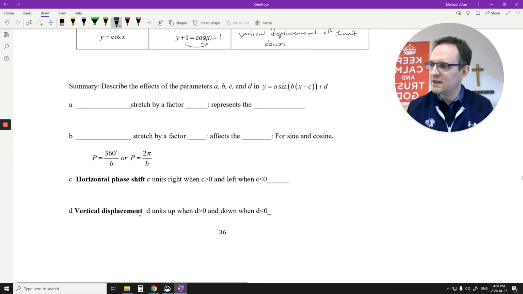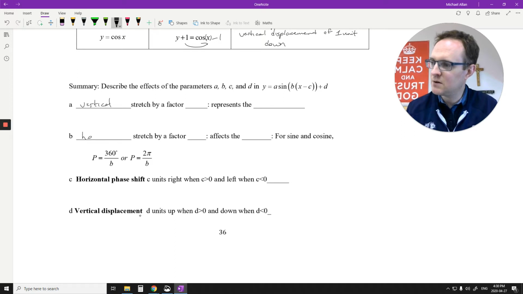Okay. So A does a vertical stretch. B does a horizontal stretch. A vertical stretch by a factor of A. B does a horizontal stretch by a factor of 1 over B, the reciprocal of that. And this represents the amplitude. The A value does. It's supposed to be a D.